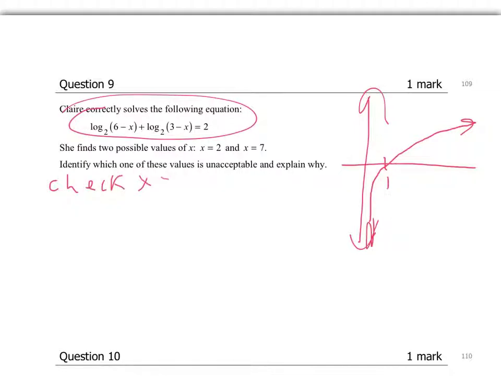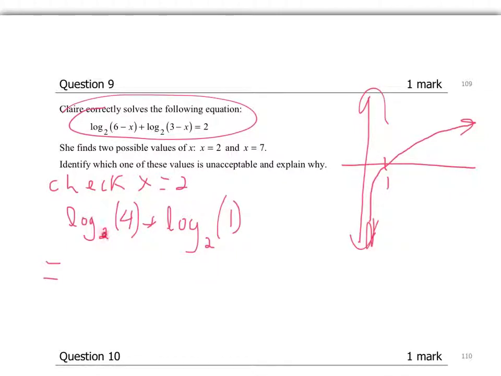Check x equals 2. If I check x equals 2, I get log base 2 of, and I'm going to substitute it in for x, 6 minus 2. 6 minus 2 is 4. That's fine. Plus log base 2 of 3 minus 2. 3 minus 2 is 1.